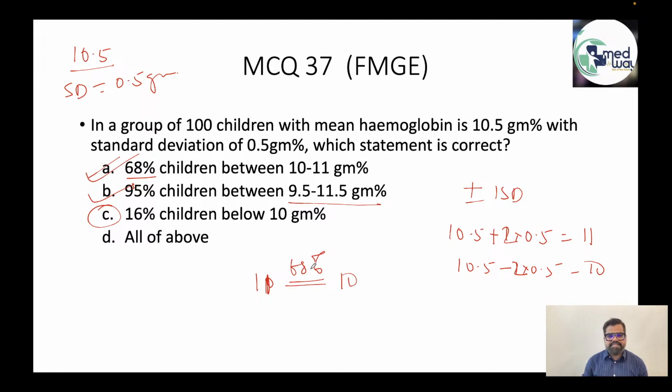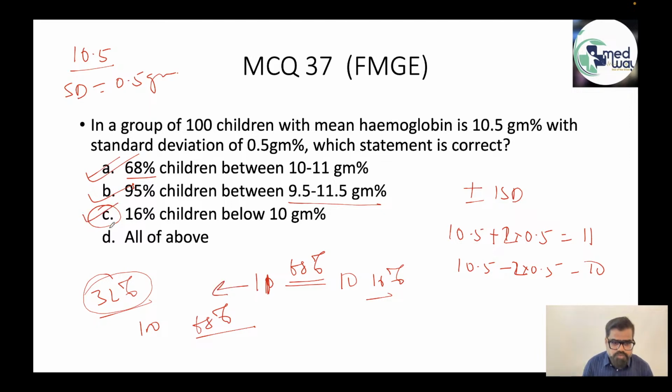So when 68% is correct in between this, what happens to the remaining 32%? In total 100%, 68% is in between 10 and 11. So what about 32%? 32% can be below 10 or above 11. Obviously half of that will be below 10, so 16% will be below 10 and 16% will be above 11. So C is also correct, students. So all of the above is correct in this question.